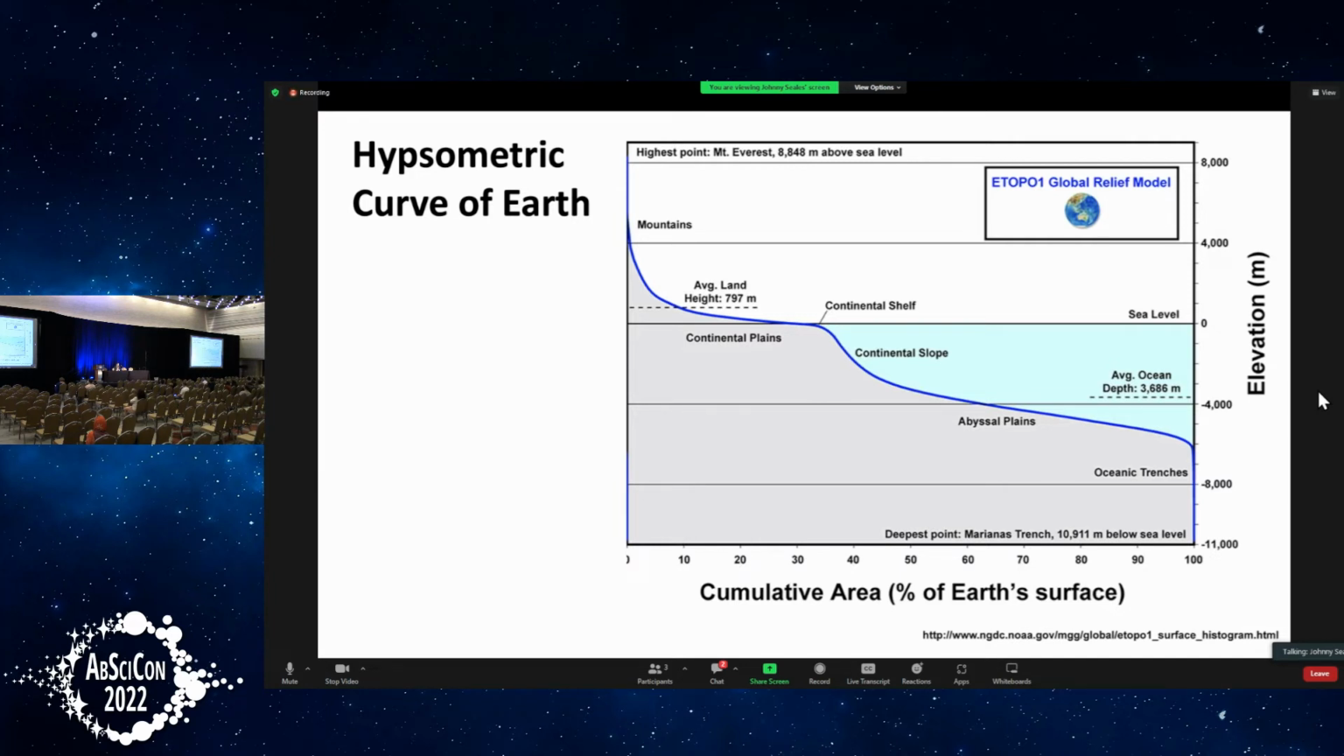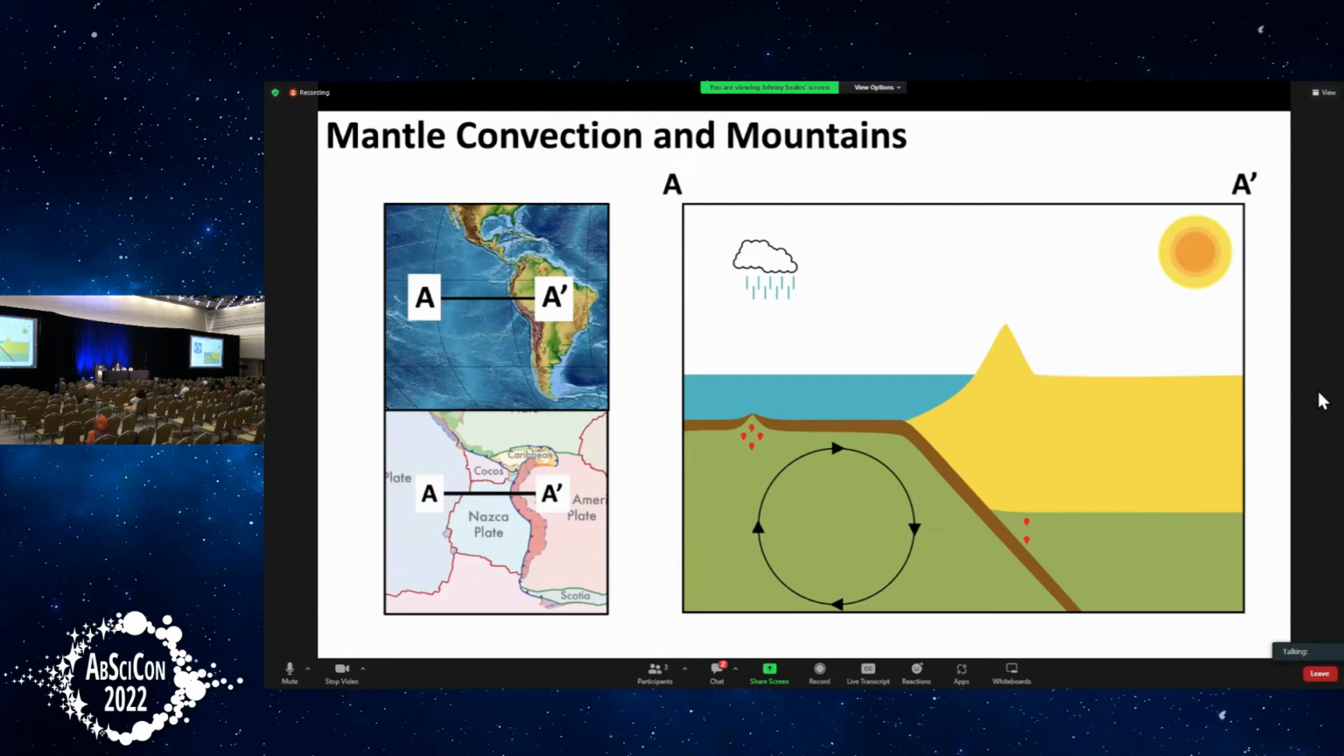This is showing, moving from left to right, mountains, which do not compose a large cumulative area, into the continental plains, which are making up the vast majority of our exposed continents. And then as you move below sea level, you have continental shelf and slope, followed by the abyssal plains, which compose the majority of the ocean basins, and then moving into the trenches. Each of these features can be related to underlying mantle convection. Here's a cartoon of that mantle convection.